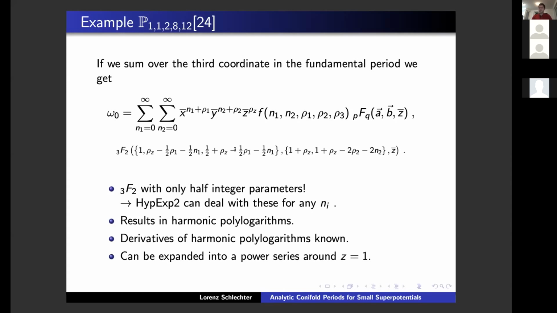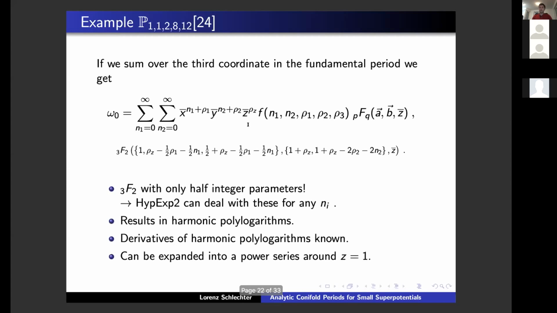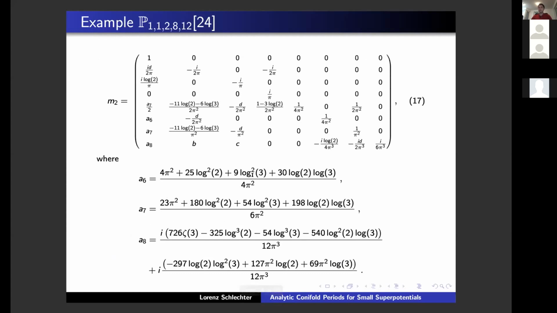Now, the only thing we need is a local solution around the conifold. So don't get scared, this is a horrible expression. All of these W tildes here are actually power series in the coordinates x1 to x3. But the important thing is we can just compare this to the epsilon expansion we obtained here from our HypExp2 package. And if we compare this, we finally get our transition matrix.